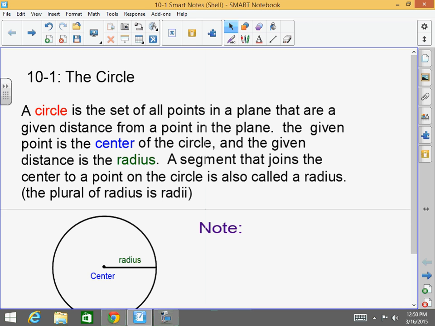I'm going to go through the first couple of slides relatively quickly, because we've already learned this, so I don't want to bore you. A circle, of course, is a set of all points in a plane that are a given distance from a point in the plane. What I'm talking about here is the radius, okay?